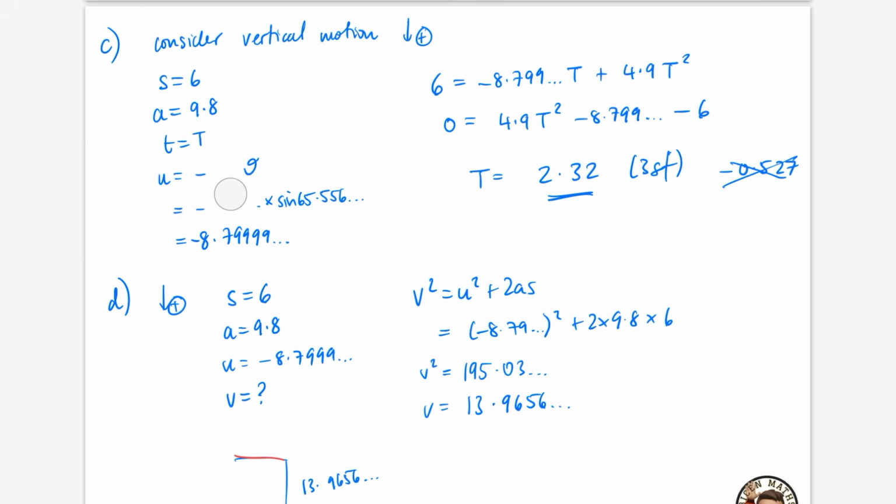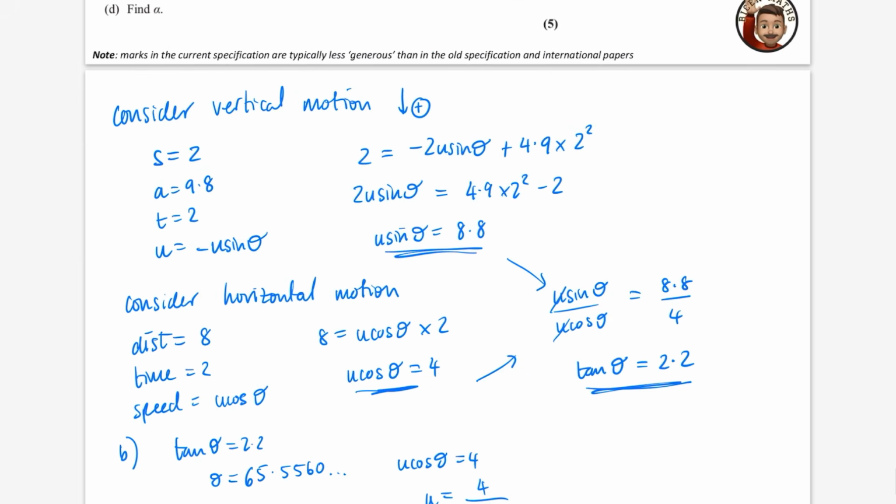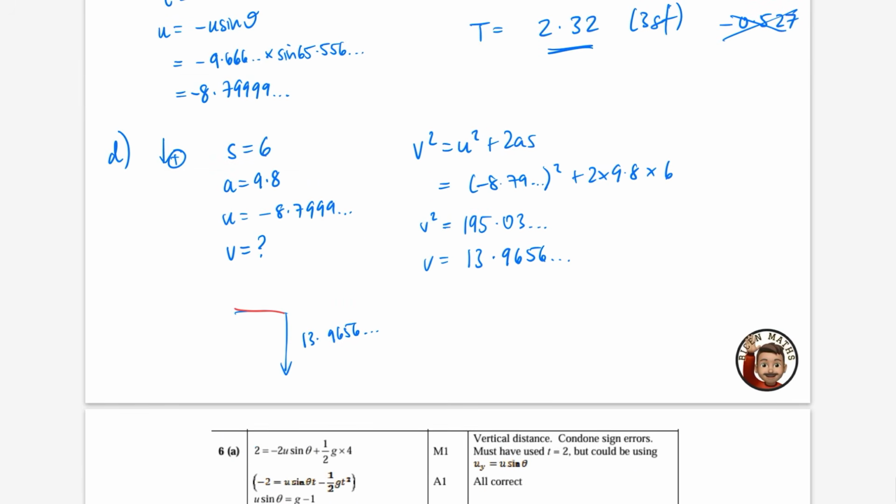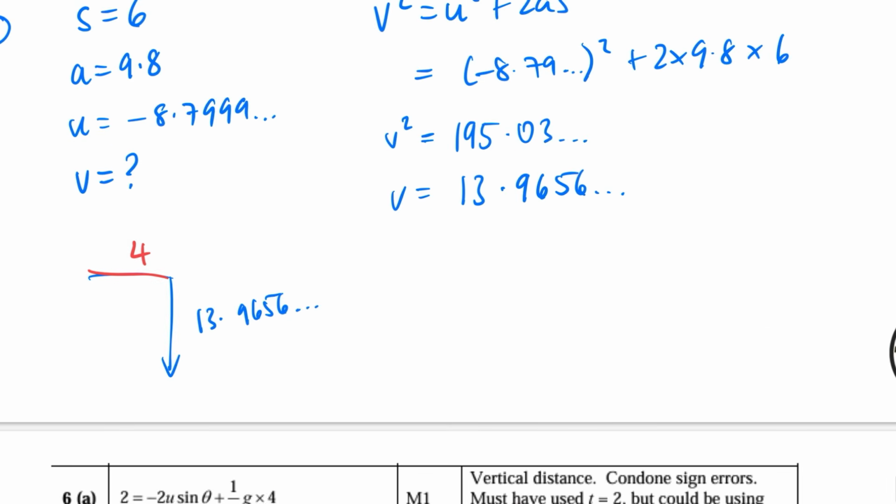Silly me, why do I keep rubbing it out? We knew that u sine theta was exactly equal to 8.8. So I didn't need to do all of that extra substitution, but we're not going to get anything different from this. So we're all good. Just showing you that sometimes we make silly mistakes with this stuff, but not even a mistake.